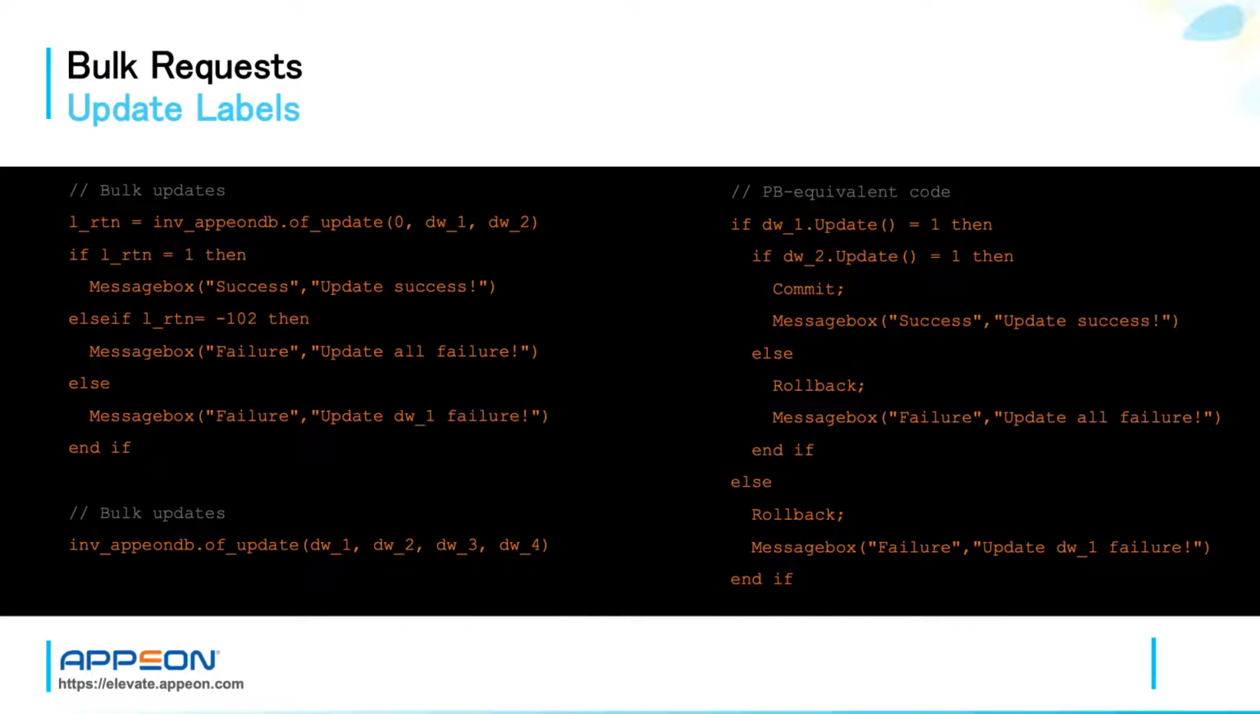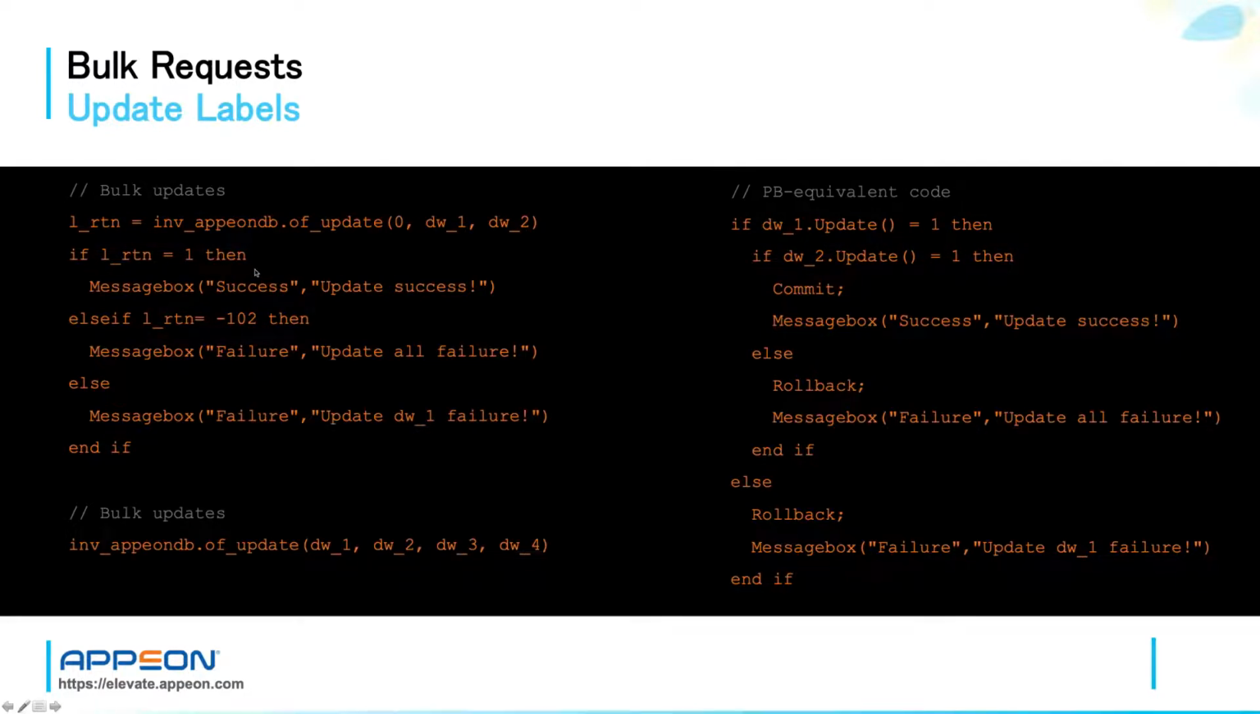The equivalent PowerBuilder code, you see, is just a cascade, a sequence of nested updates. So if the first update is successful, then perform the second update. But if it is not, you have to roll back. If it is successful, do the same for the second update, test whether it's successful, otherwise roll back. And of course, if you have 3 or 4 updates in a row, then the number of nested checks, rollbacks and commits may be quite complicated.